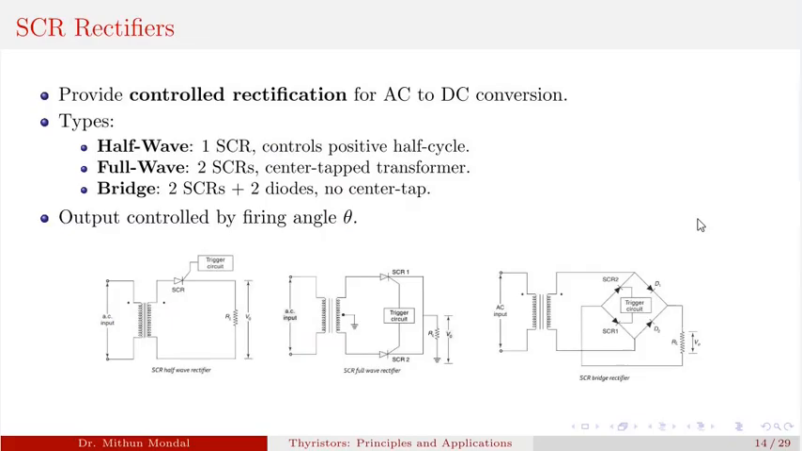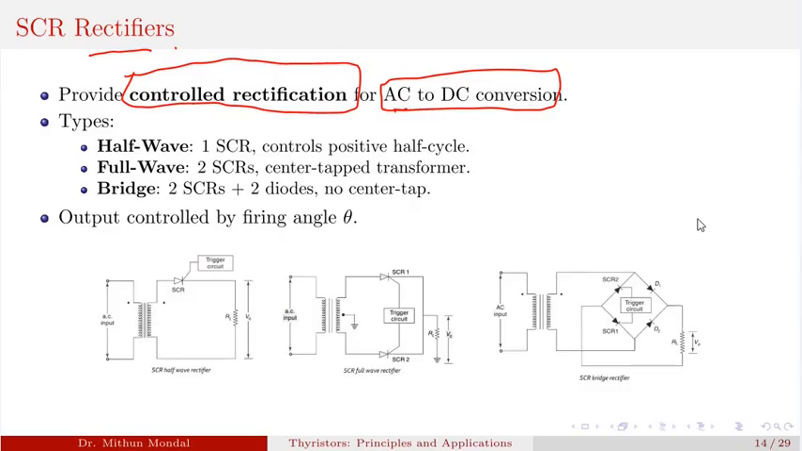One famous operation of thyristors or SCRs is the rectifier, which is AC to DC conversion. We have seen the phenomenon of rectification in the case of a normal diode, but here we can do controlled rectification using the SCR because of the gate signal. Once you give the triggering, the SCR will be turned on. And as we discussed for the normal rectifier, in the SCR rectifier we have three types: half wave rectifier, full wave rectifier, and the bridge rectifier.